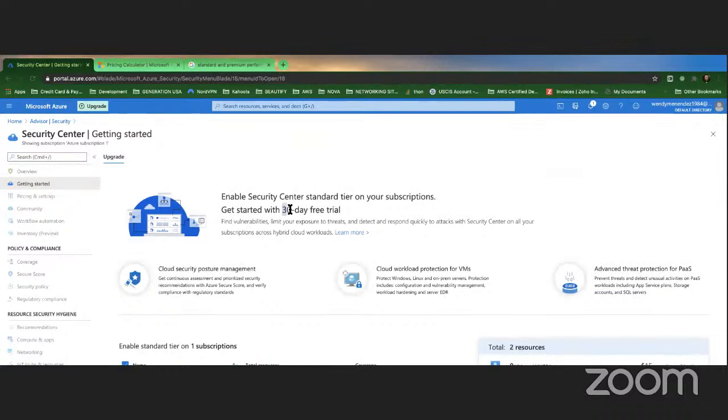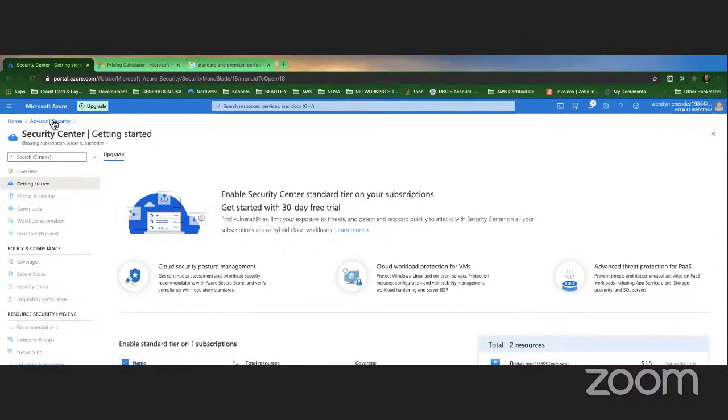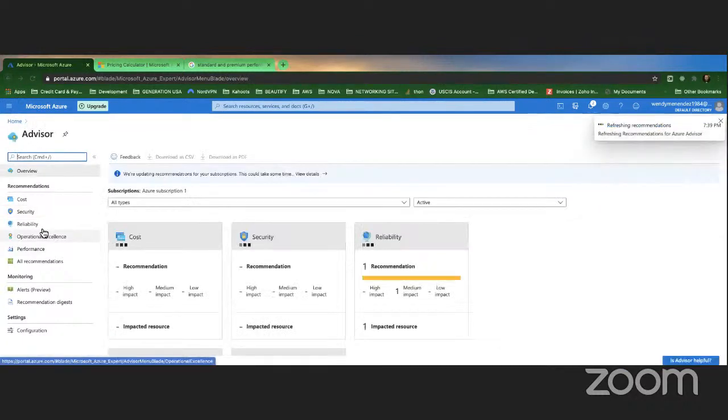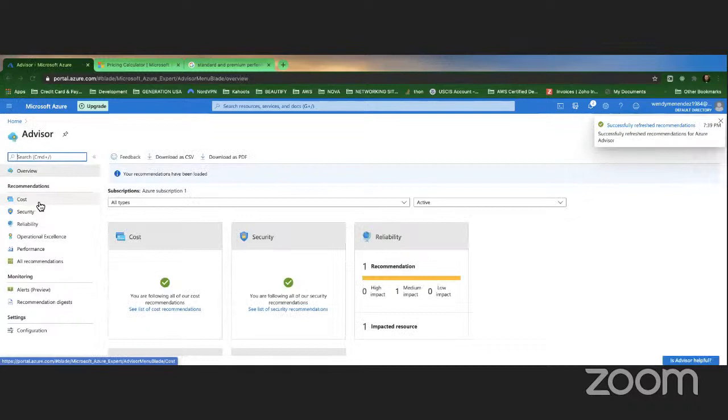You see, this guy is not free, only for 30 days. Trusted Advisor is a luxury. So you can have these here: cost, security, reliability, operational excellence, and performance. Those are the 5 factors that Advisor works on to give you recommendations.